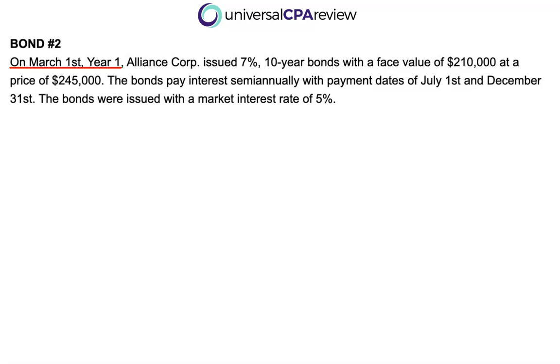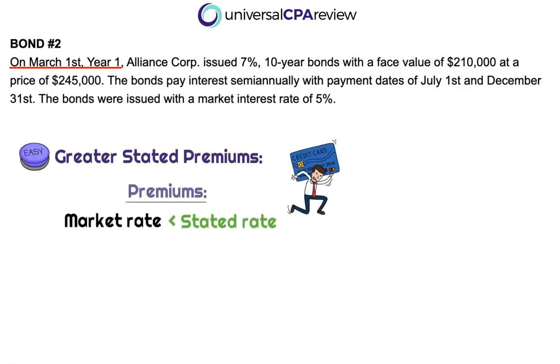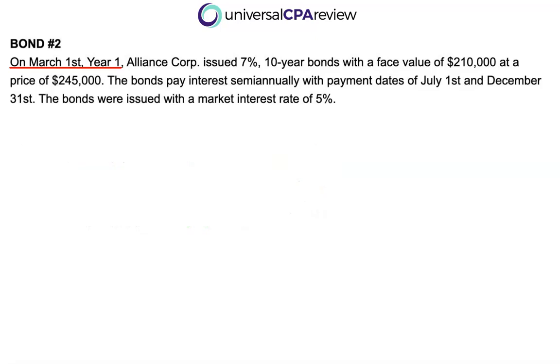But we can also confirm this because the market rate is less than the stated rate, right? We're thinking greater stated premiums. All right, but what's most tricky about this and why it's different from bond 1, other than the fact that it's a premium instead of a discount, is the fact that we have accrued interest, right? The bond was issued on March 1st, but the interest pay periods are July 1st and December 31st.